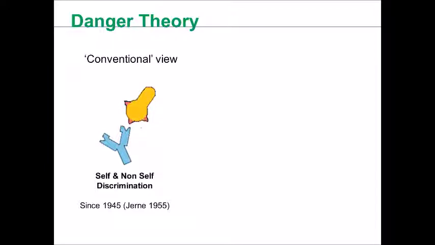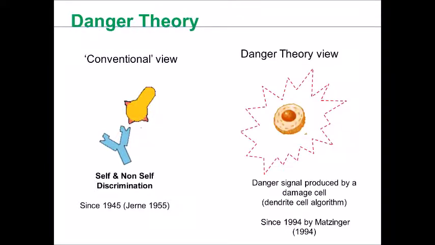That is based on self and non-self discrimination, and then we have another, contemporary view of how our immune system functions. Basically, based on this new theory, our body is not based on self and non-self discrimination. However, it is based on the danger signal produced by a damaged cell.